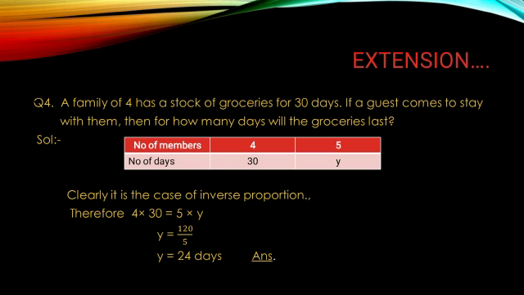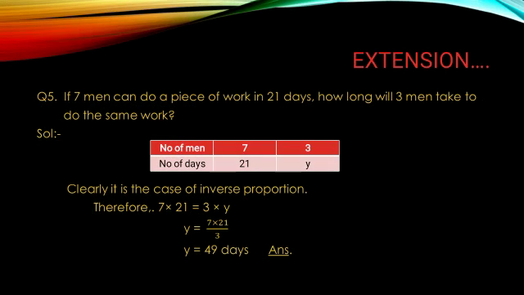So let's move to the next example, that is question number 5. If 7 men can do a piece of work in 21 days, again we are discussing this example, we have already taken it on the first page. How long will 3 men take to do the same work? The work is the same. There is no change in the work, less or more. The work is the same, and this time we are getting 3 men only.